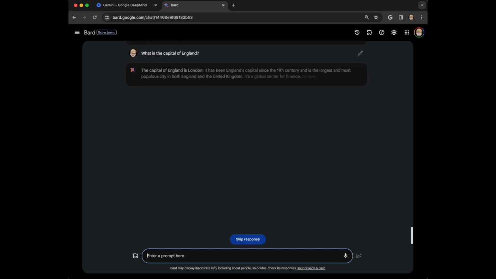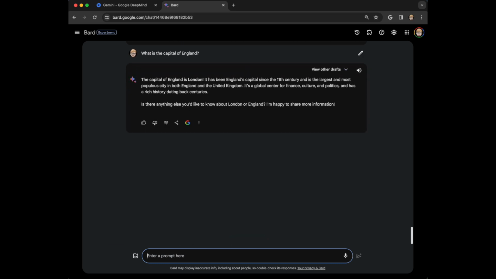So what is the capital of England? So the capital of England is London. It's been England's capital since the 11th century and is the largest, most populous city in England and the United Kingdom. It's a global center. Yep, wonderful. Let's see here. I'm going to ask it some more, I would say, challenging questions.